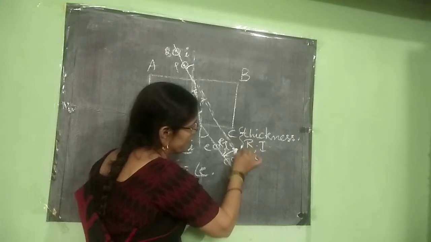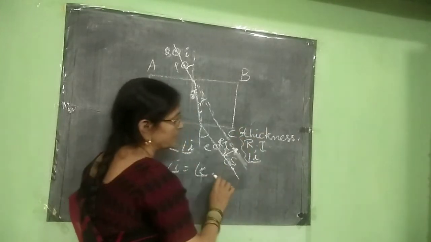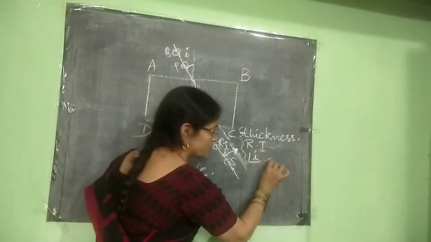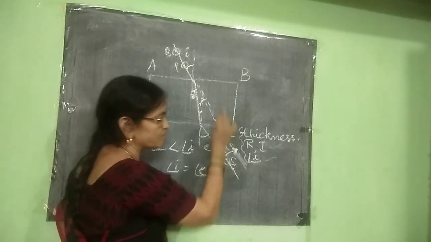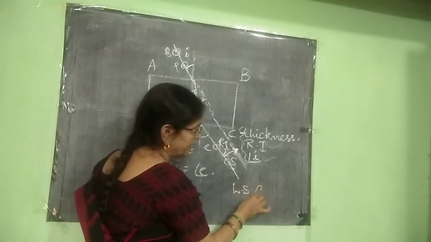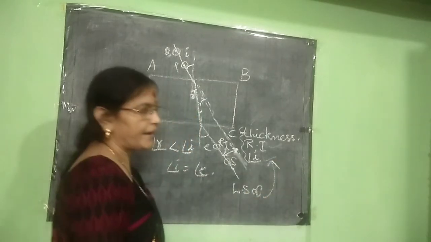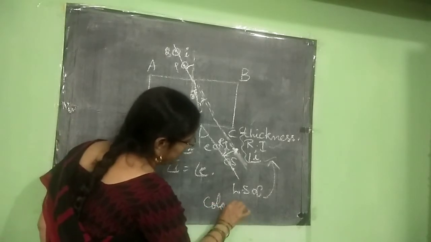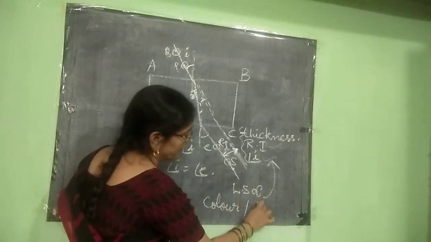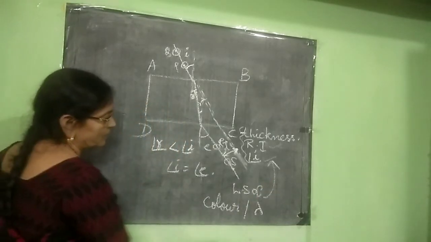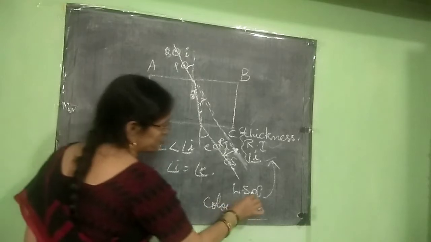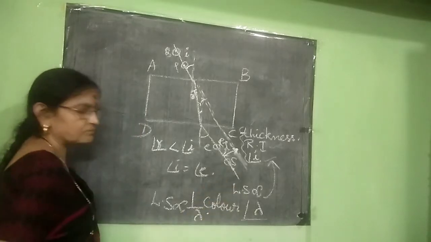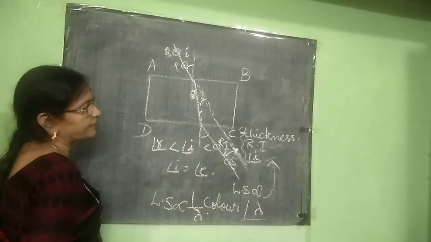When the thickness varies, the lateral shift also varies. When the refractive index varies, the shift also varies. When angle I varies, the shift also varies. The lateral shift is directly proportional to all these three. One more factor is the wavelength or color of the light ray passing through, that is lambda. The lateral shift is inversely proportional to lambda, the wavelength of the light ray passing through it.